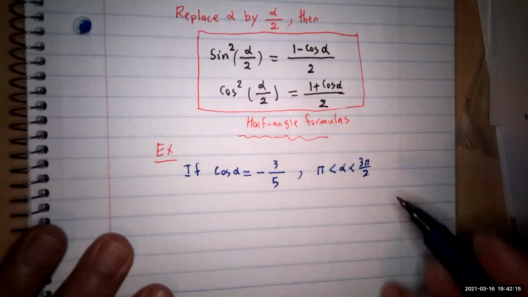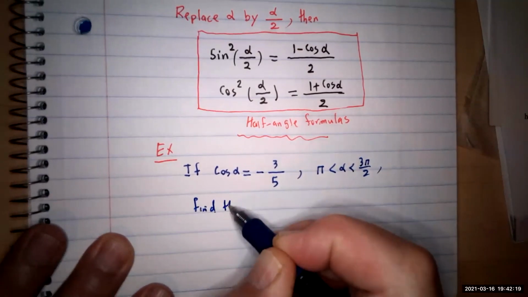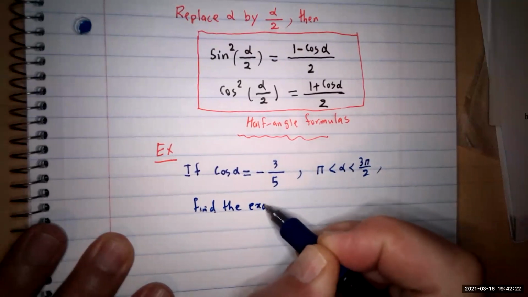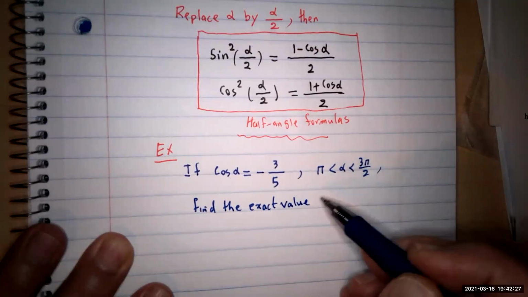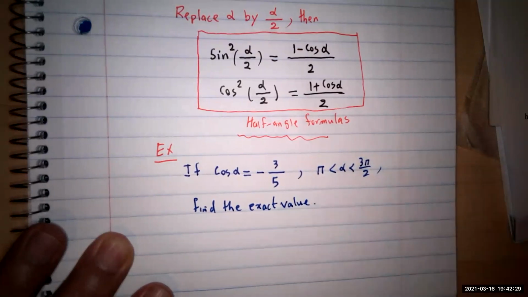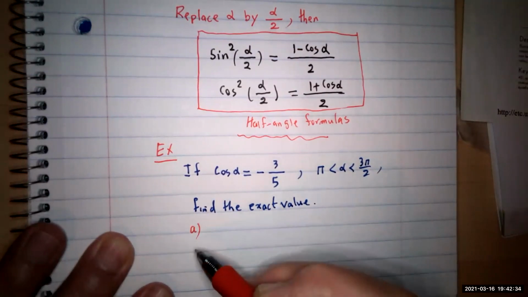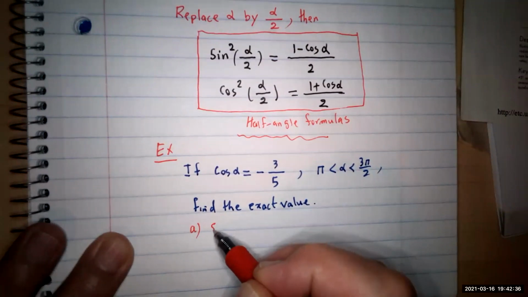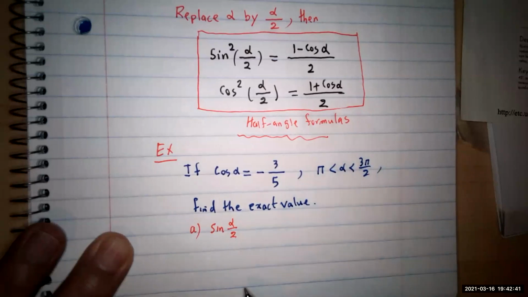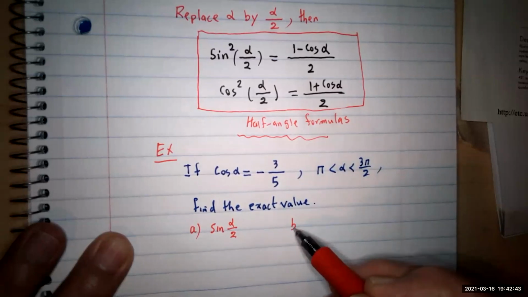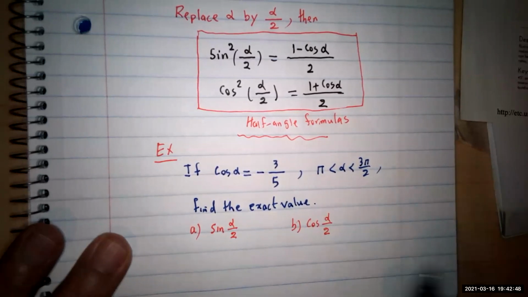So what we want is to find the exact value of each of the following. We're going to have two cases. Part one, we want to find the sine of alpha half. And case two, we want to know the cosine of alpha half. You need to find these two.